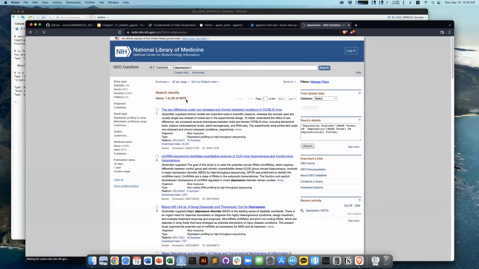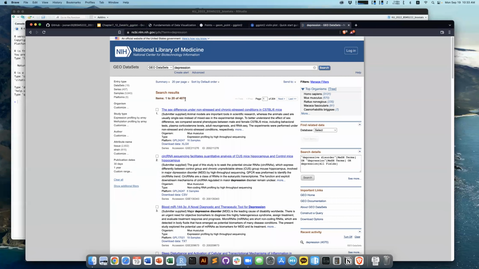Looking at this, we have 4,000 data sets about depression. Let's look at the first one. This is a data set looking at sex differences under stress conditions in this mouse strain, right?